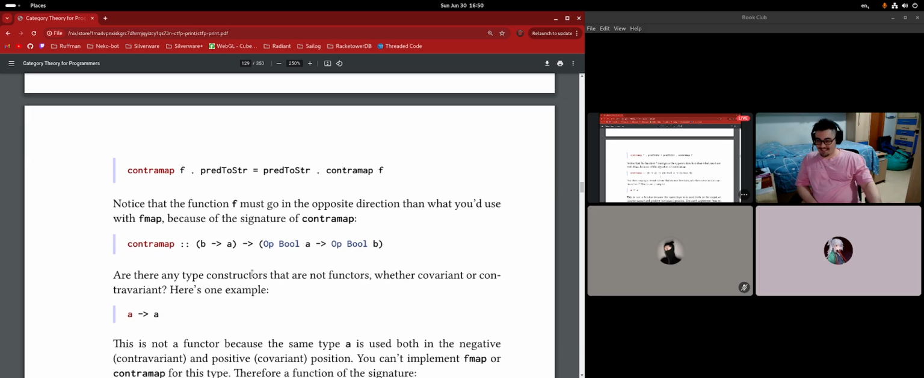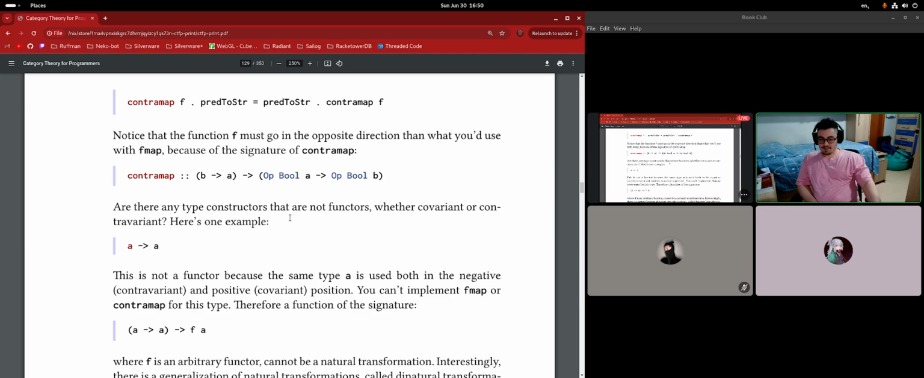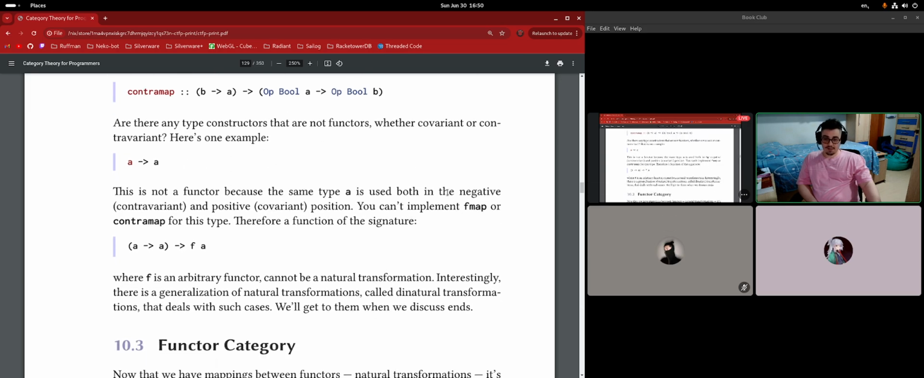Okay. So are there any type constructors that are not functors, whether covariant or contravariant? Here's one example. So going from an A to an A. This is not a functor because the same type A is used for both the negative and the positive positions. We can't implement fmap or contramap for this type. So then this will not fly. Yeah, it's invariant actually, because it needs to be simultaneously contravariant and covariant, and that kind of restricts you too much.